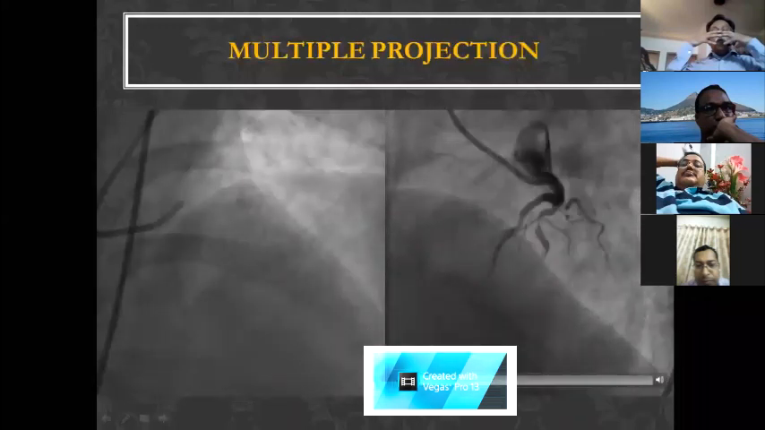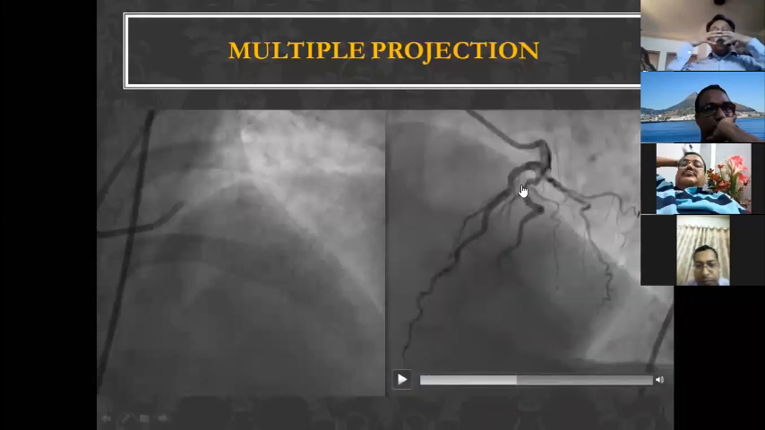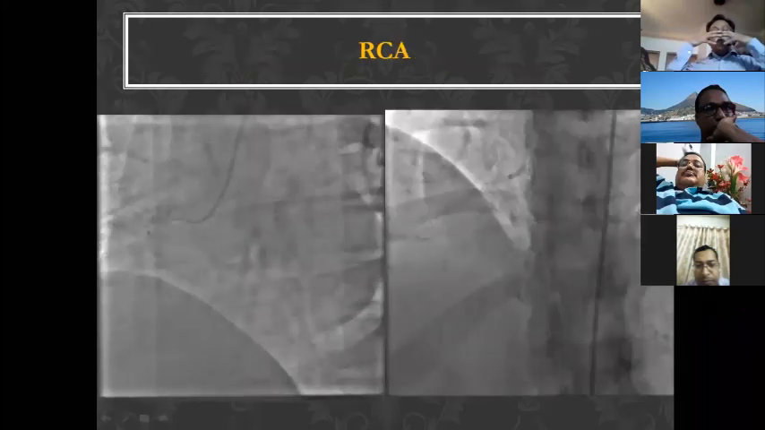The diagonal is far away from the origin. It is not ostial. It is a mid-segment. So it's very easy to do angioplasty. So this is the importance of taking multiple view projections.